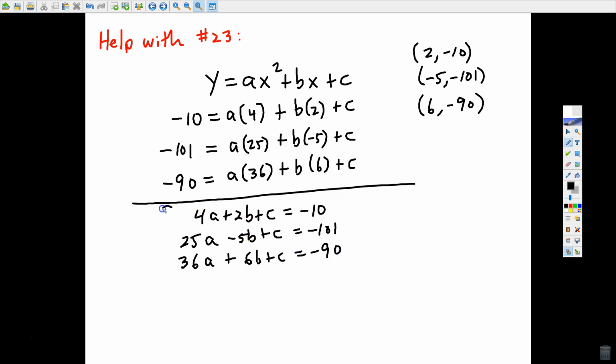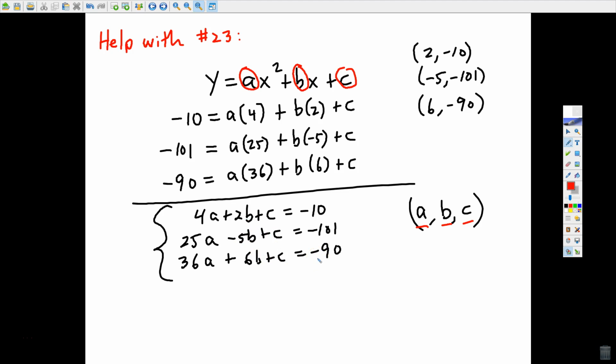So this becomes your system that you're going to solve. And when you're finished, obviously you're going to be finding A, B, and C. But don't just stop there. Don't just leave it as the ordered triple. When you found those numbers, then you're able to substitute in for A, B, and C in this equation form, and your answer should look like this. It's actually the equation for this particular parabola with specific numbers plugged in for A, B, and C that you found from solving this system.